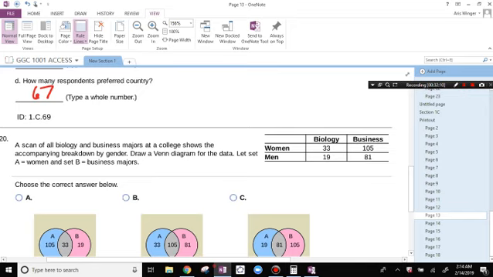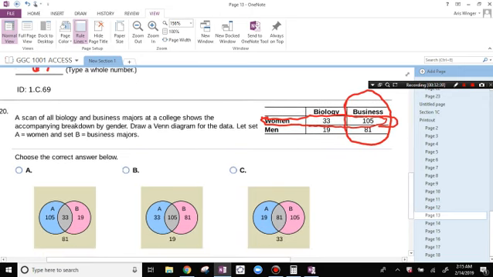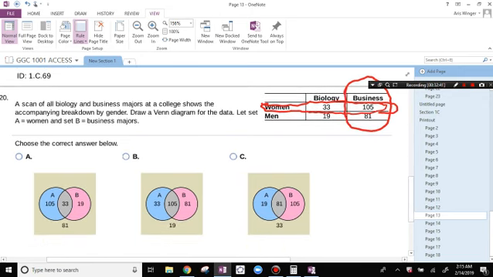A scan of all biology and business majors at a college shows the company breakdown by gender. Draw a Venn diagram for the data set. Let A be women and B be business majors. All right, so women, and then business majors. So 105 looks like it's in the middle. There's only one in which that's the case. Looks like it's B. Let's just verify.